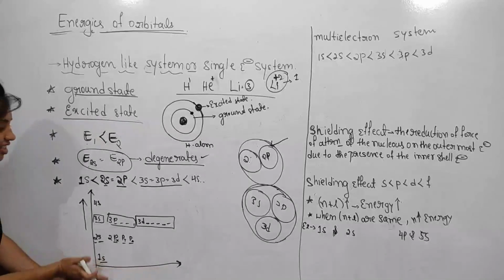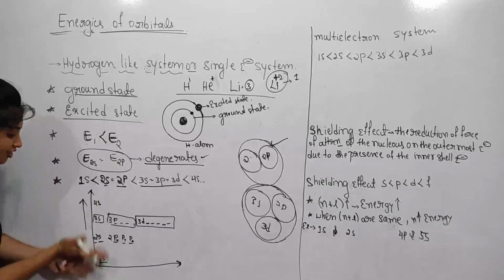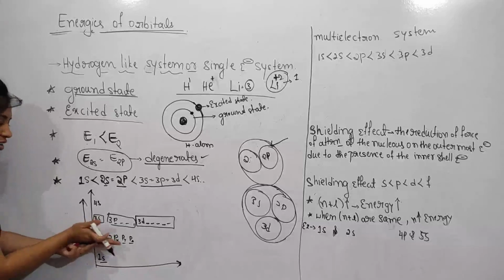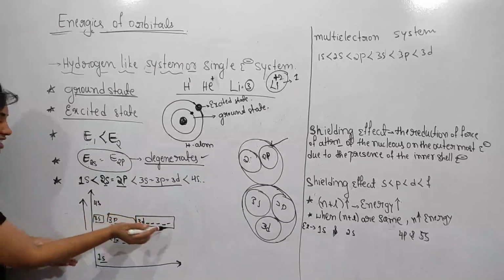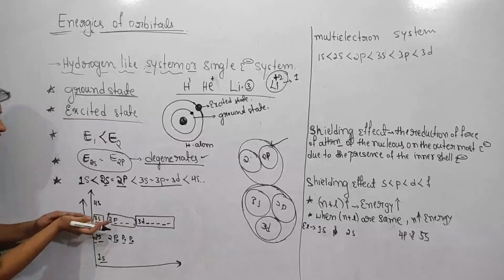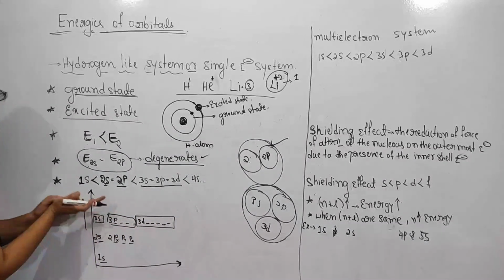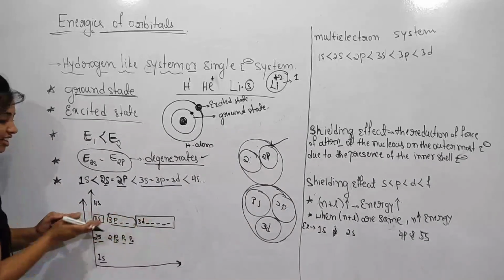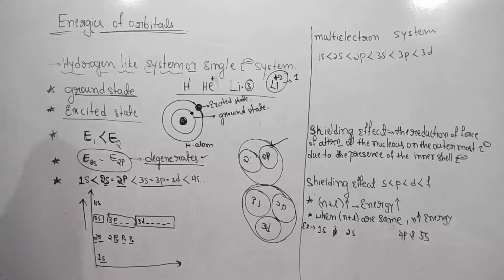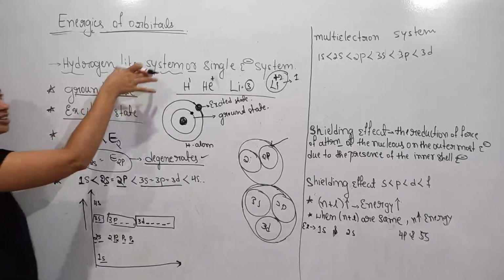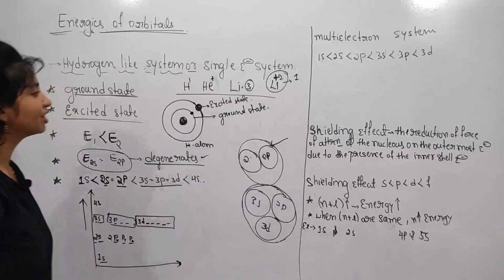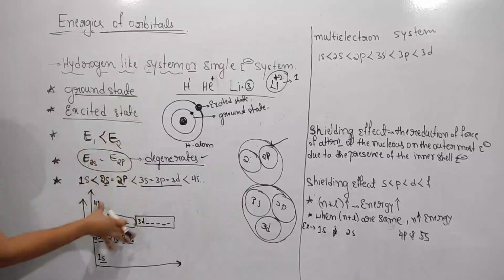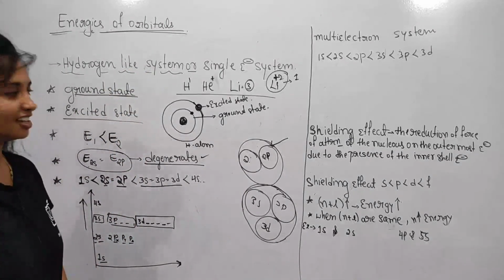So like this the energy levels are higher from 1s to 2s, 2p and from 2s, 2p to 3s, 3p, 3d, and these are degenerate in states. Next, the energy level of 4s is greater than these 3s, 3p, 3d levels. So like this the energies are different in a hydrogen-like system or single electron system. I hope you got clarity about the energies of the orbitals in a single electron system.